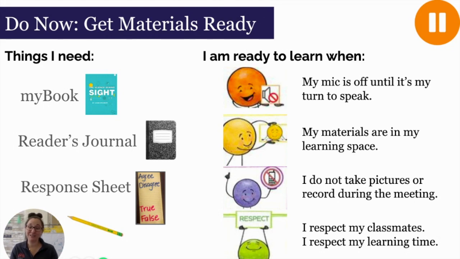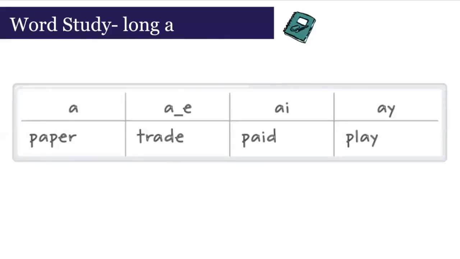So we have our things, we've set our norms. Let's get started. This week, we're going to take a look at our long A and long E spelling patterns. In previous grades, you've learned that the long A vowel sound has multiple ways to spell it. Look at the chart below and follow along as I read the words aloud.